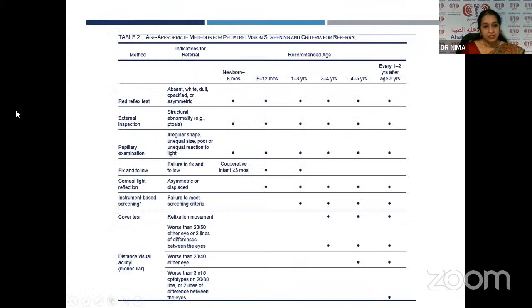So this is the chart which shows what we are actually testing in the child. That is the red reflex test, whether it is absent or present, external inspection of the eyelids, any lid problem, any ptosis. Ptosis means the eye is drooping. Then pupil examination, whether the child is fixing or following, squint evaluation, cover testing, all these we are doing in the child.